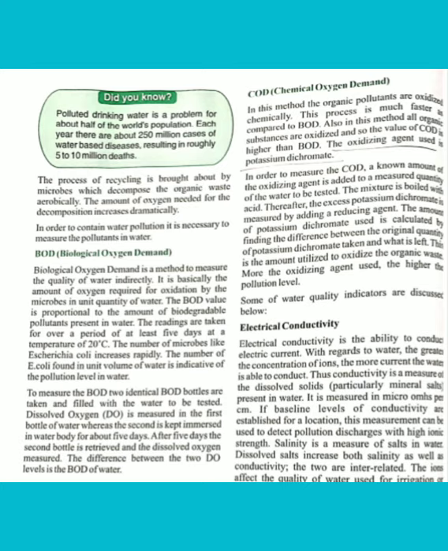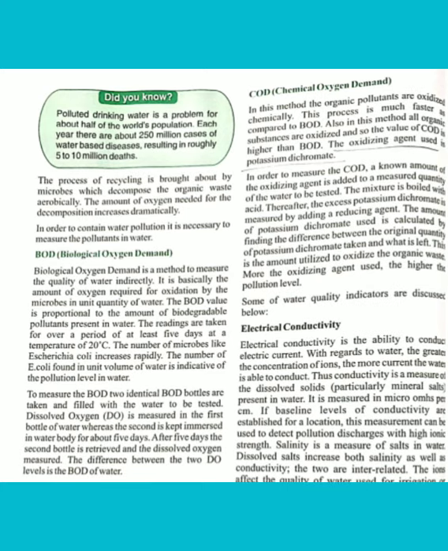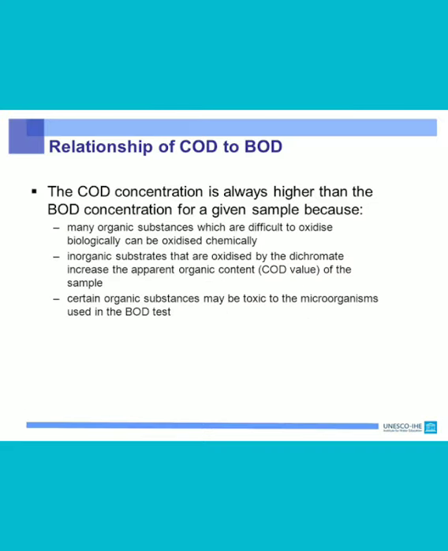The amount of potassium dichromate used is calculated by finding the difference between the original quantity of potassium dichromate taken and what is left. More the oxidizing agent used, the higher the pollution level. The COD concentration is always higher than the BOD concentration because there are many organic substances which are difficult to oxidize biologically and can be oxidized chemically.